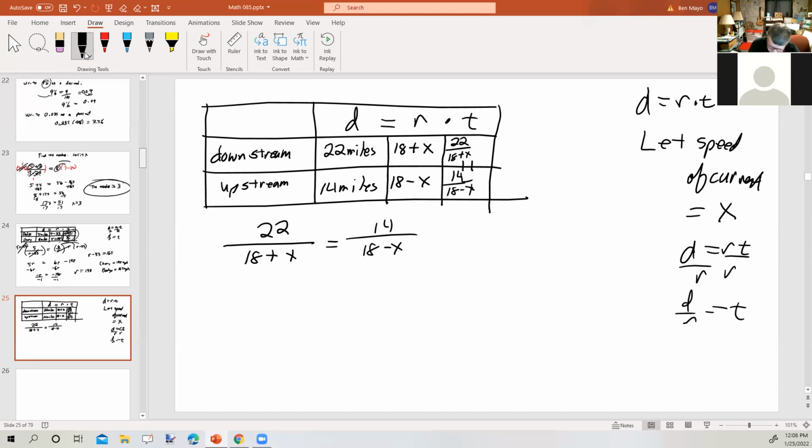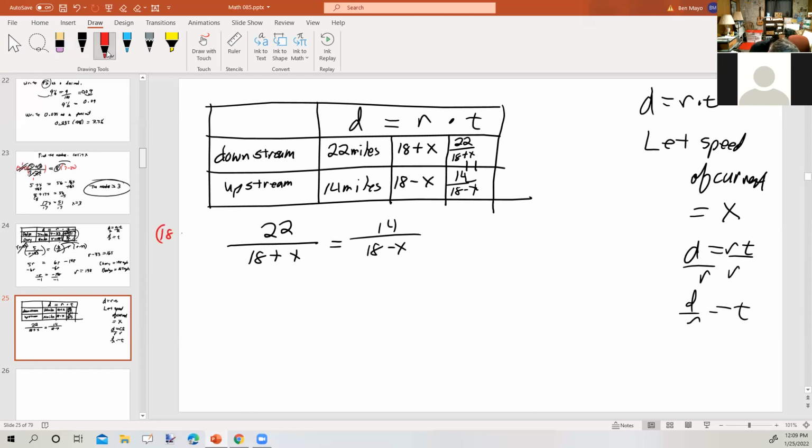All right, so my LCD is 18 plus X, 18 minus X. So I'm going to multiply this side by 18 plus X, 18 minus X. And over here, 18 plus X, 18 minus X. On the left, the 18 plus X's cross out, and we've got, let's see, what do we got?